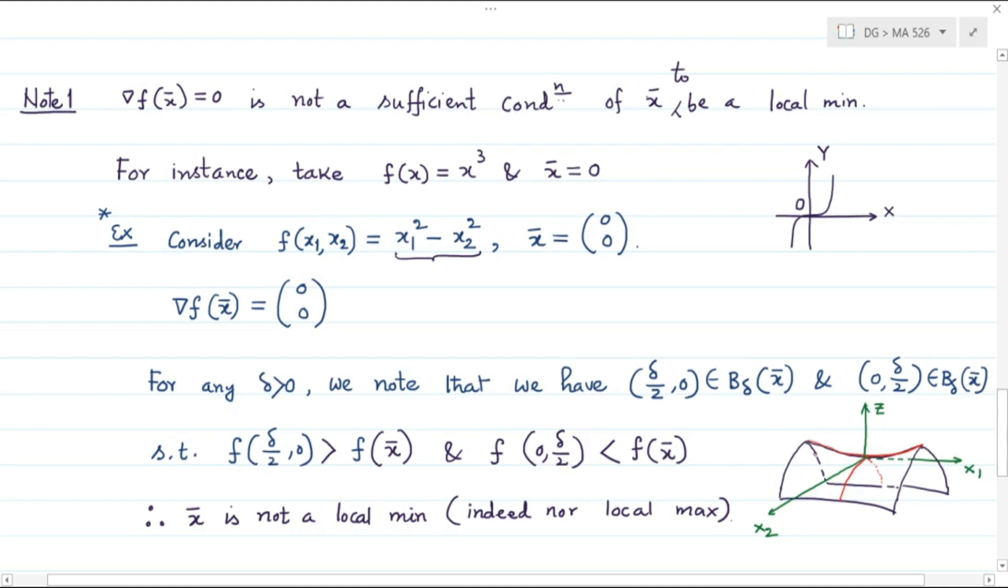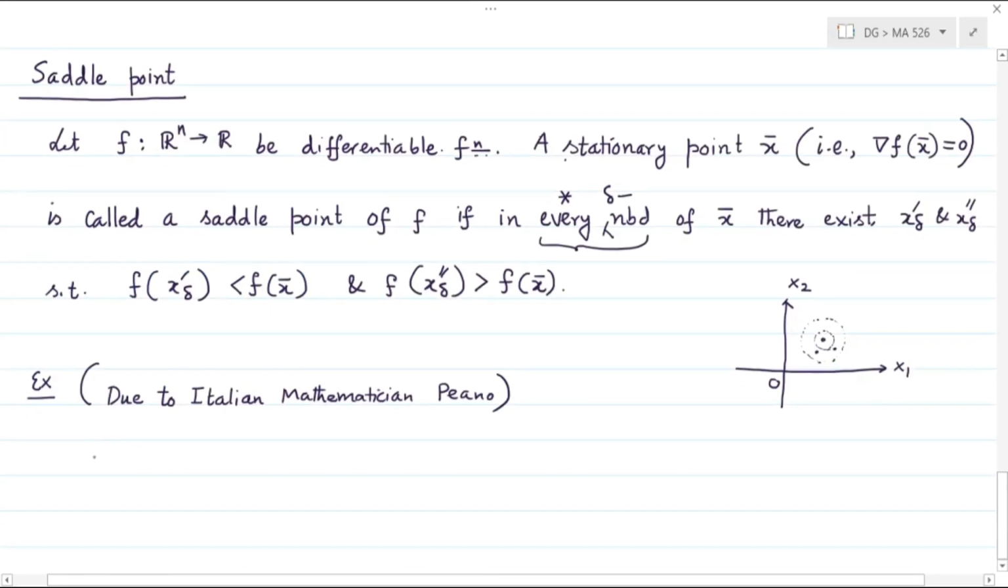And this surface looks like a horse's back, right? From the horse's back the terminology saddle came, because when you want to step up onto a horse's back, you have to put your leg on something, which is called a saddle, and that's why this nomenclature has come out. Anyway, for the function due to Peano, with the help of the saddle point definition, this function has a saddle point at the origin.